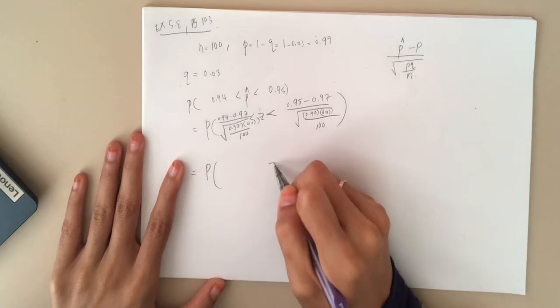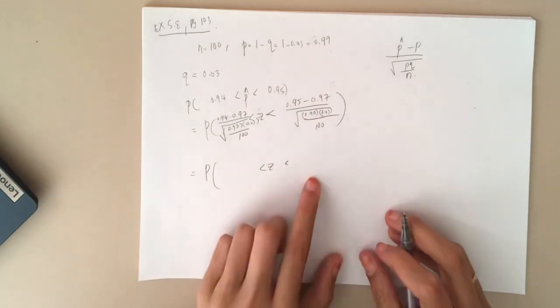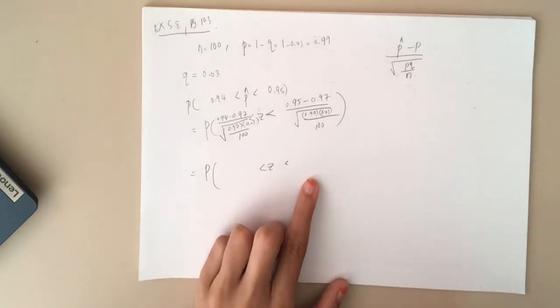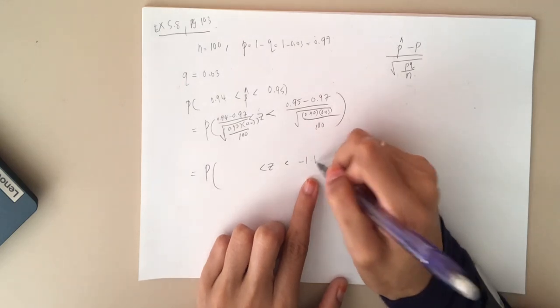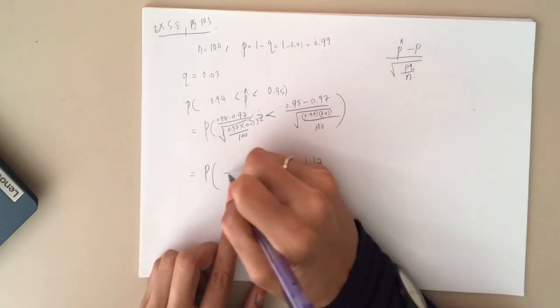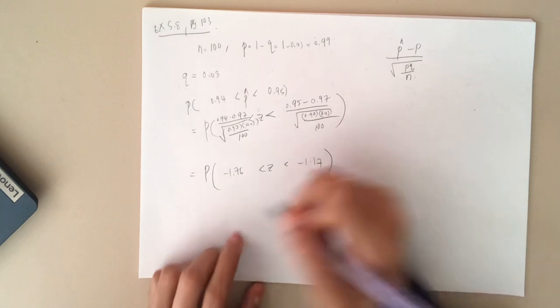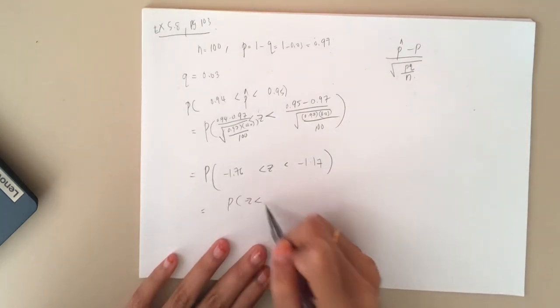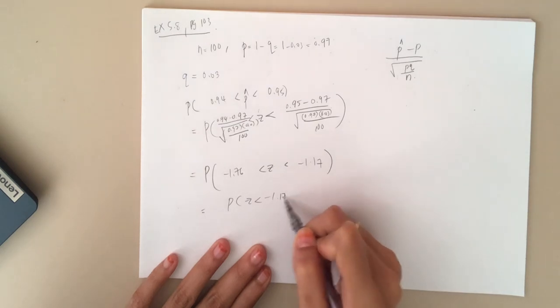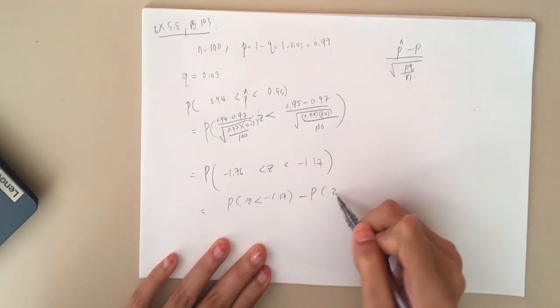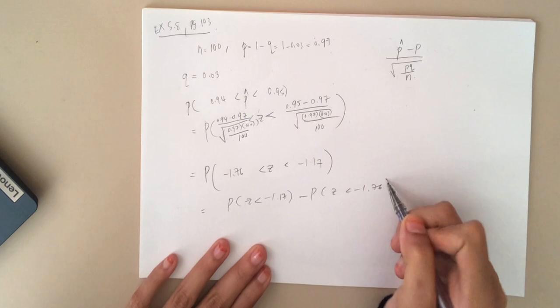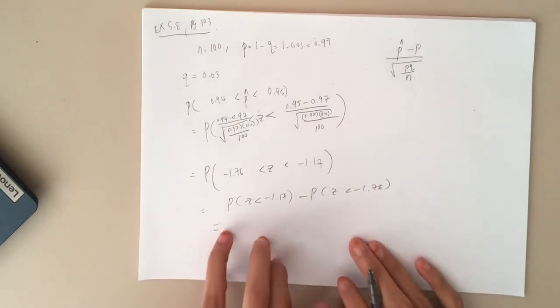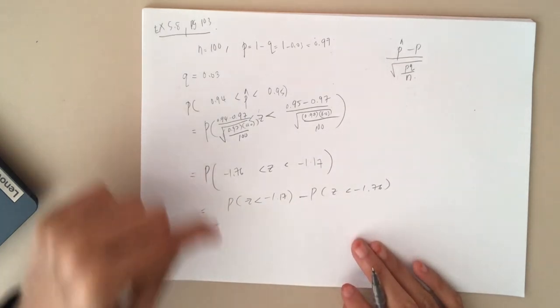Suppose that you should get here, I just write the answer, you may count by yourself, negative 1.17 and here negative 1.67. So this one will be Z less than negative 1.17 minus Z less than negative 1.67. Right, this is how we transform it.